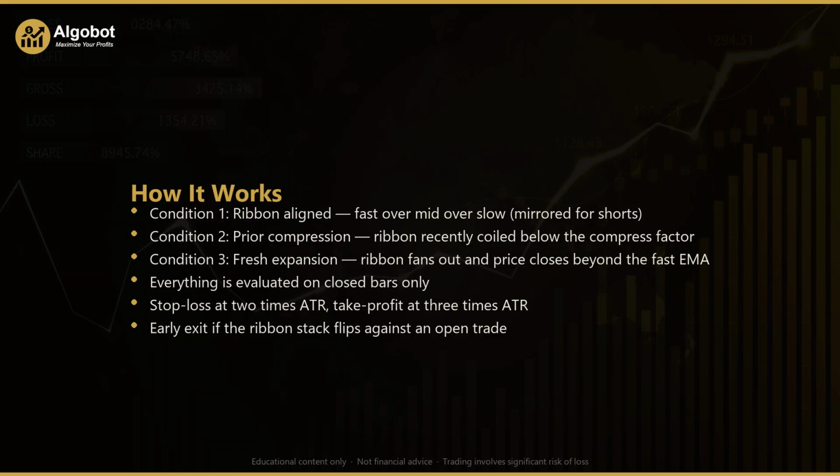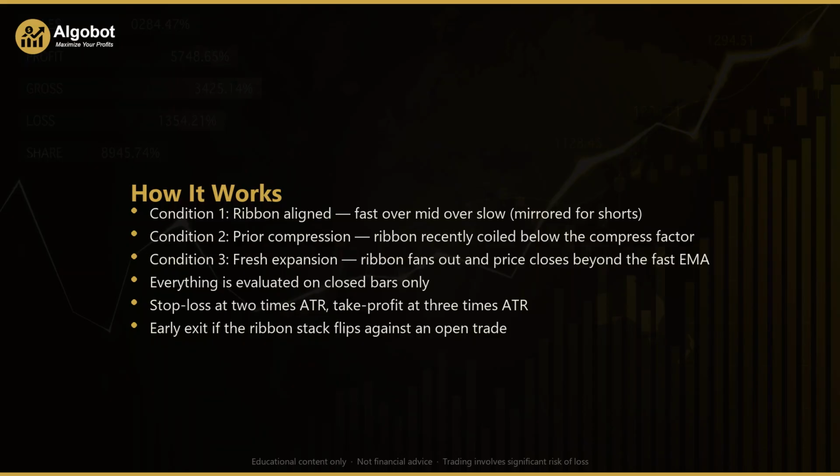Now let's talk about risk and exits. Both the stop loss and the take profit are set using the average true range at the time of entry. The stop loss is placed 2 times the average true range away from the entry, using the SlAtrMult multiple. The take profit is placed 3 times the average true range away, using the take profit multiple. That gives a reward to risk shape of roughly 1.5 to 1 on a completed target.